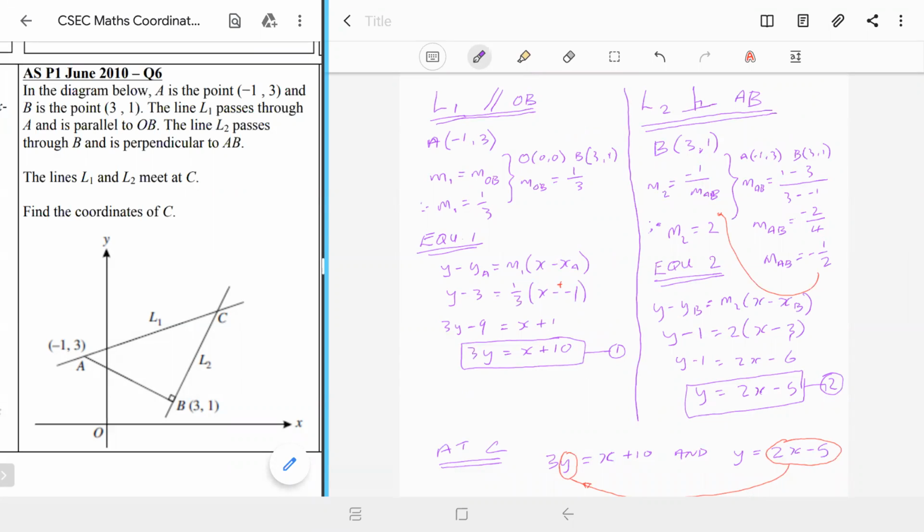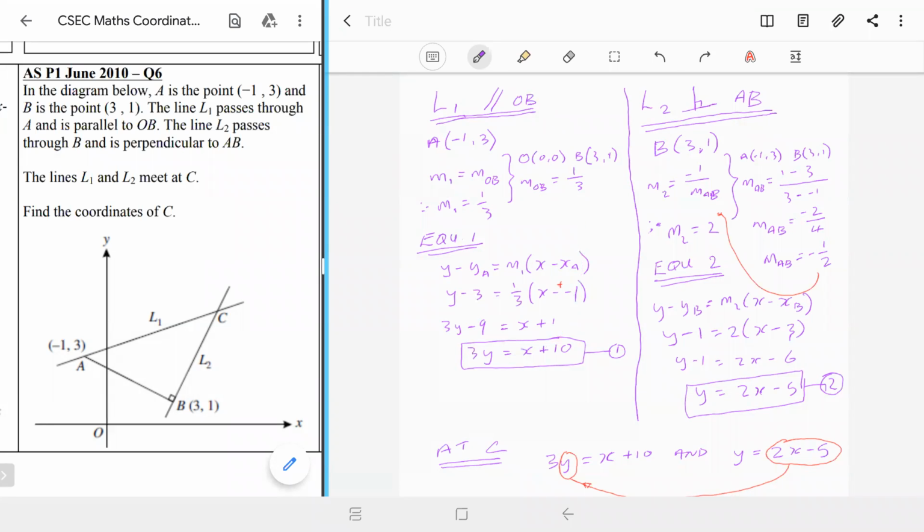All right. So the concept with this question is that you want to find the point C. C is the point of intersection of line 1 and line 2. So you need the equation of line 1, and you also need the equation of line 2, so that you can solve them simultaneously. Talking about line 1 first, over here.